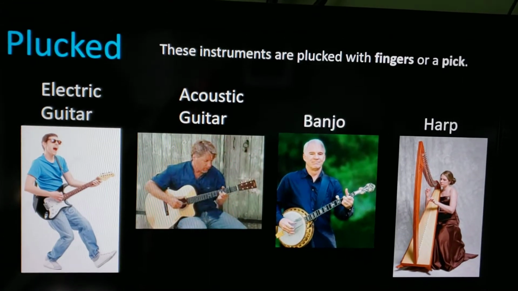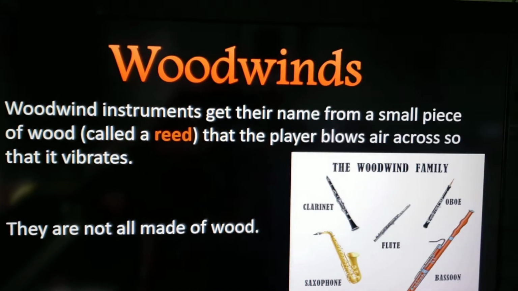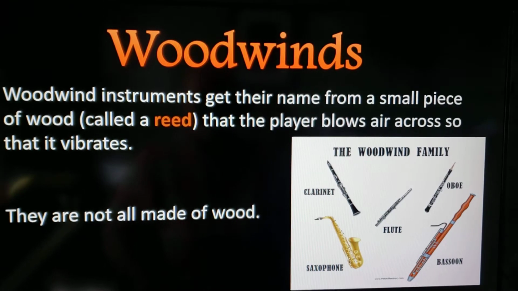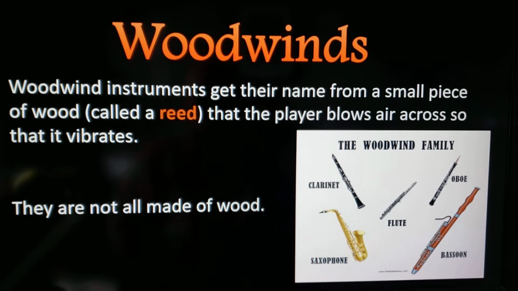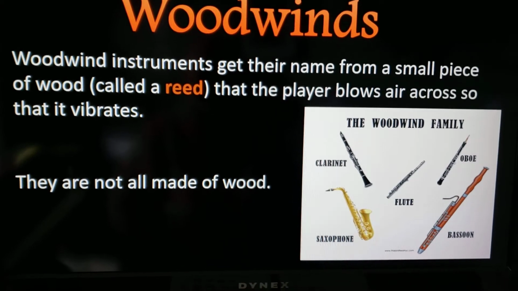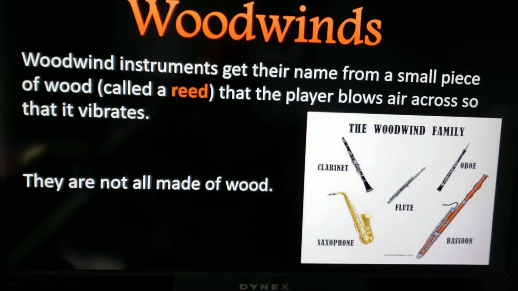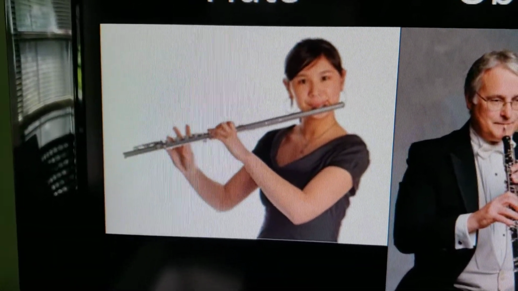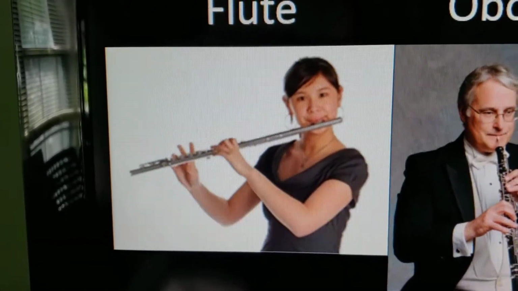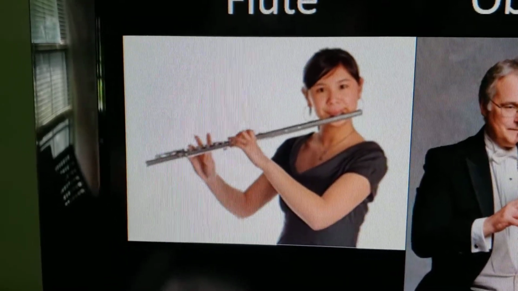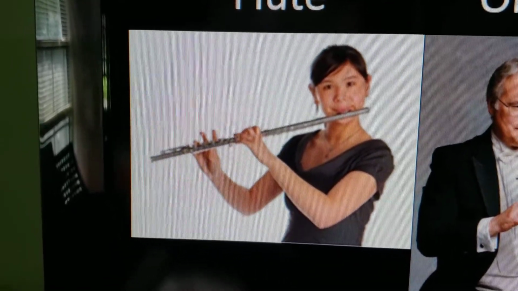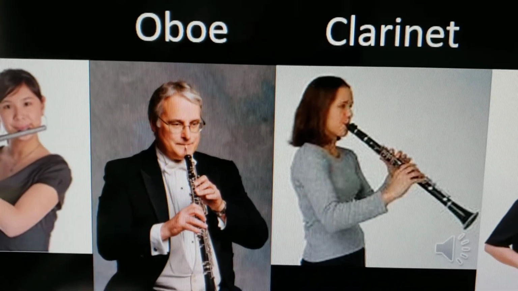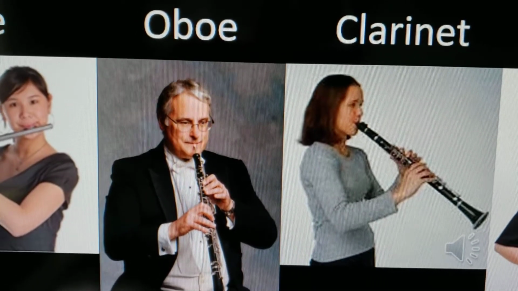Let's move on to the woodwind family. Woodwind instruments get their name from a small piece of wood called a reed that the player blows air across so that it vibrates. Here's a little thing though, they're not all made out of wood. Let's look at them. First we have the flute, which you can see it's not made of wood, it's made of metal, but it does not have a reed attached to it. You just blow air across the mouthpiece.